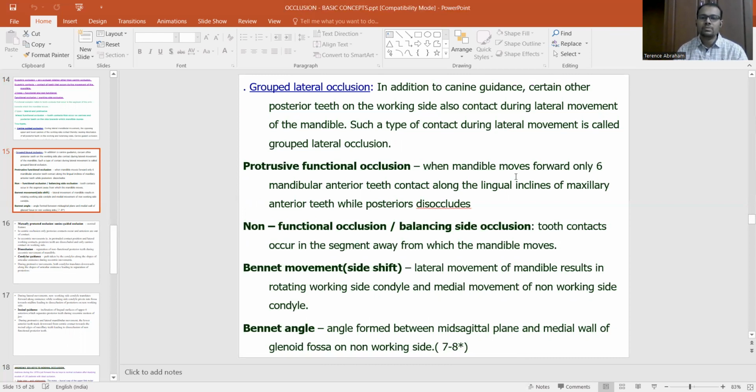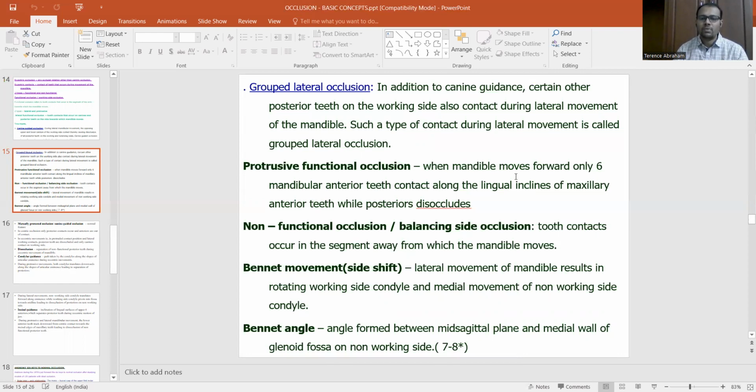What is protrusive frontal occlusion? When we protrude the mandible or bring the mandible forward, there will be contacts of the incisal tip of the lower anteriors with the palatal inclines of the maxillary anterior. That is protrusive frontal occlusion.